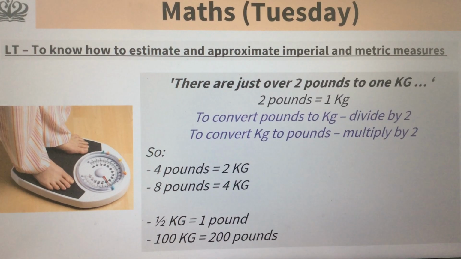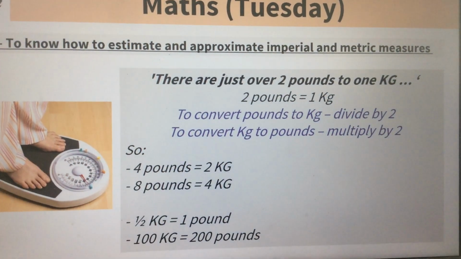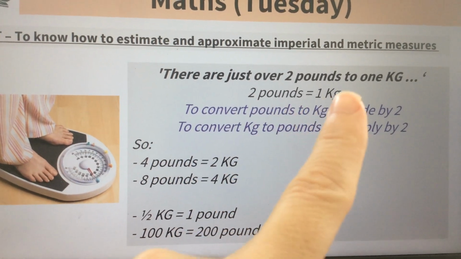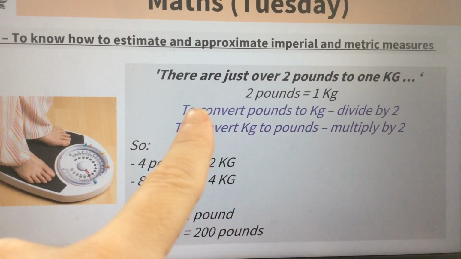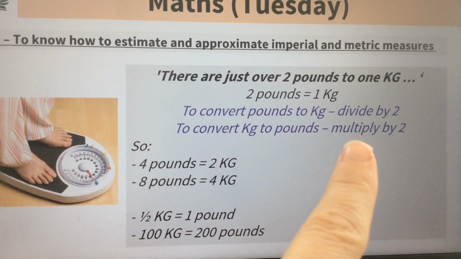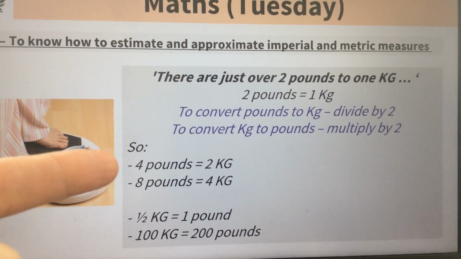Let's have a look at weight. So there are just over 2 pounds in 1 kilogram. So 2 pounds equals 1 kilogram. So to convert pounds to kilograms, you divide by 2. To convert kilograms to pounds, you multiply by 2. That's quite a nice simple one because you're just doubling and halving those.